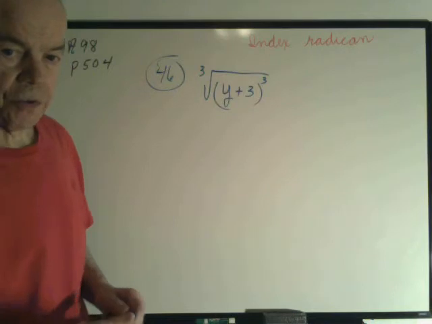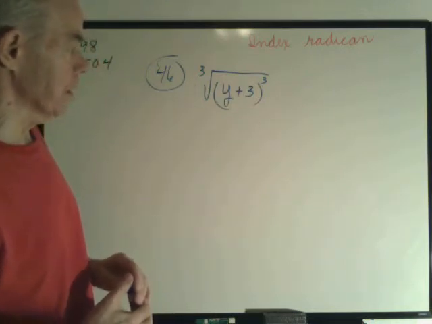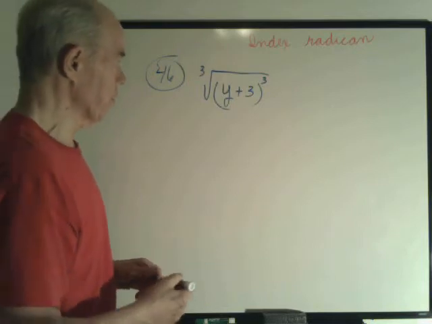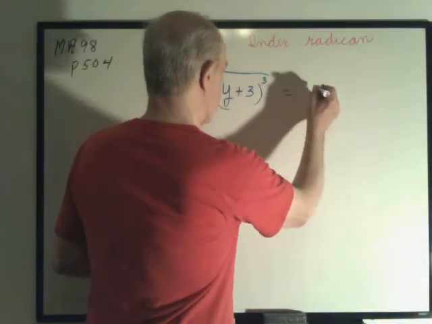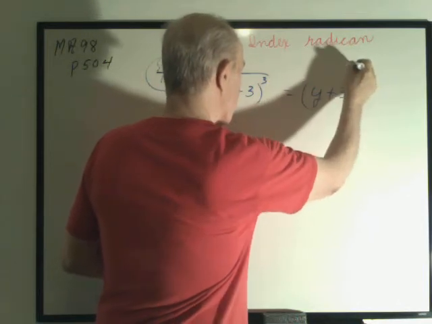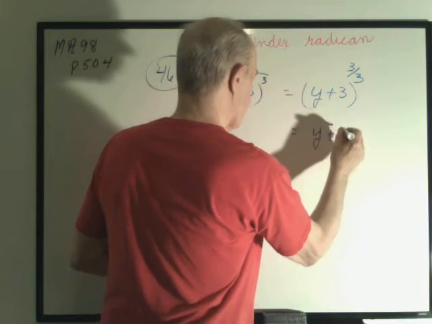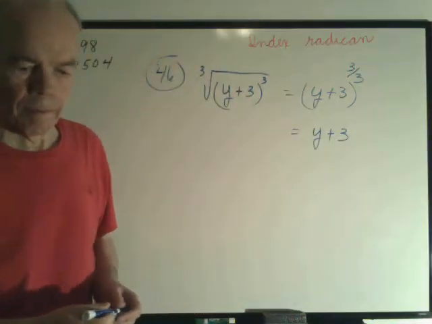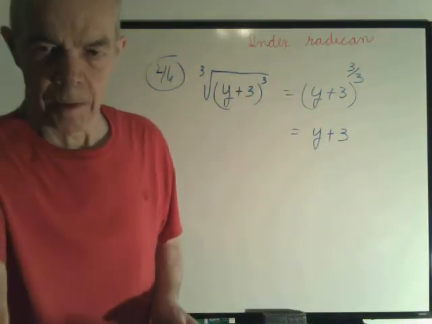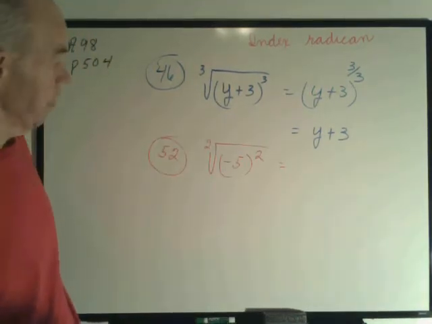Okay, this one looks different because it's got parentheses and 2 terms inside the parentheses. But it means the same thing. So it's y plus 3 over 3, which is going to give you y plus 3. All right, take a look at number 52.